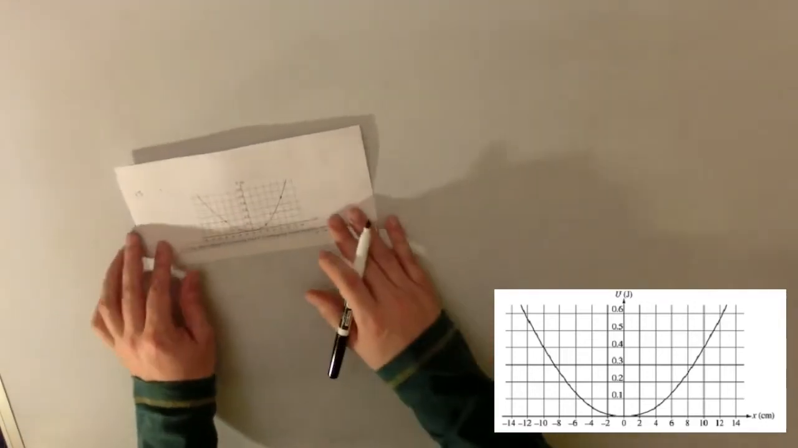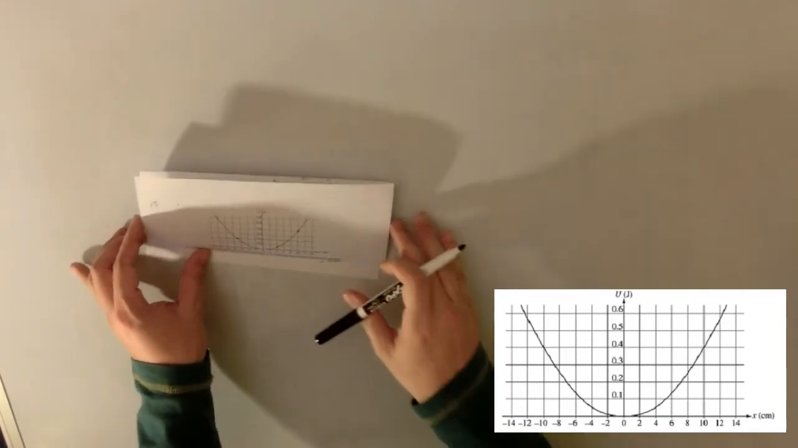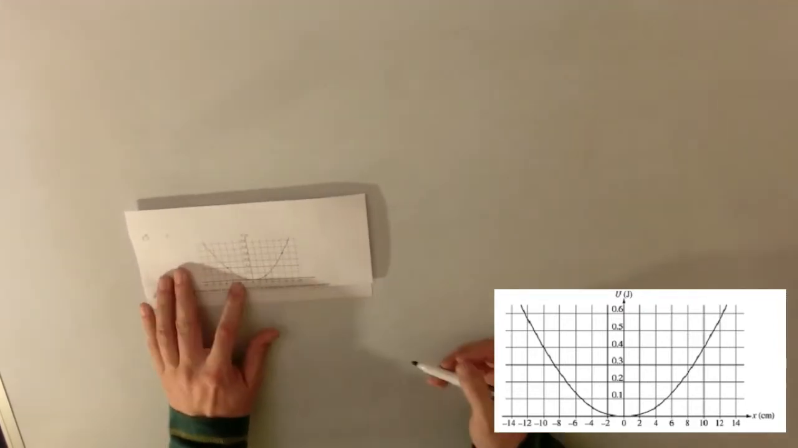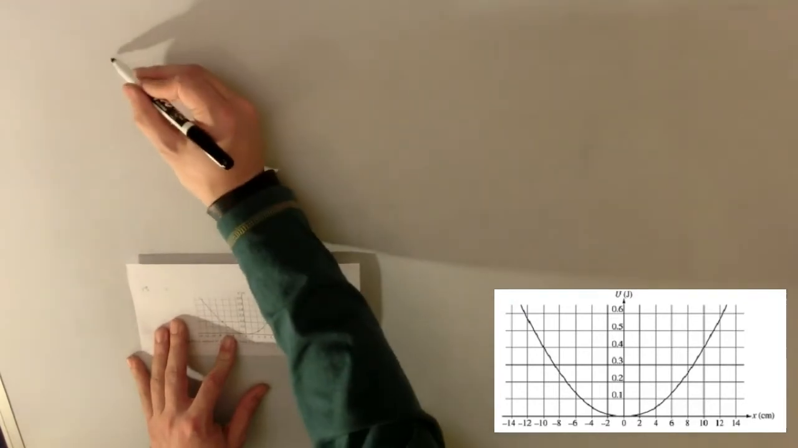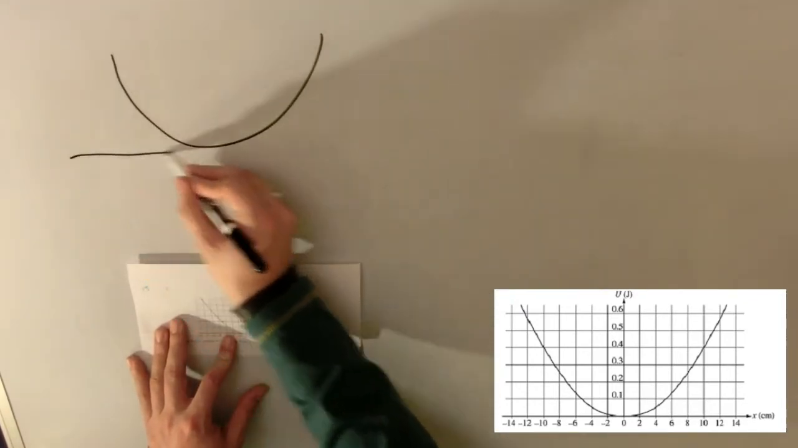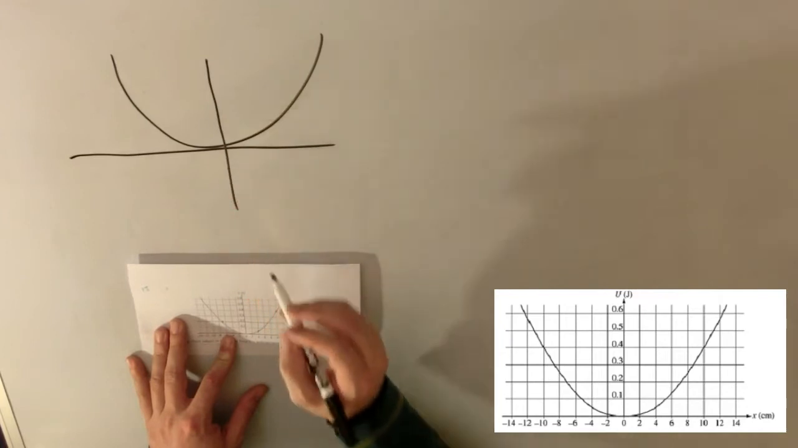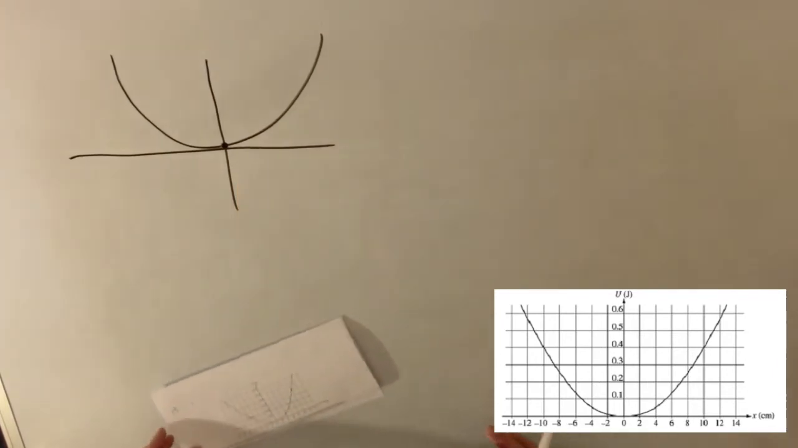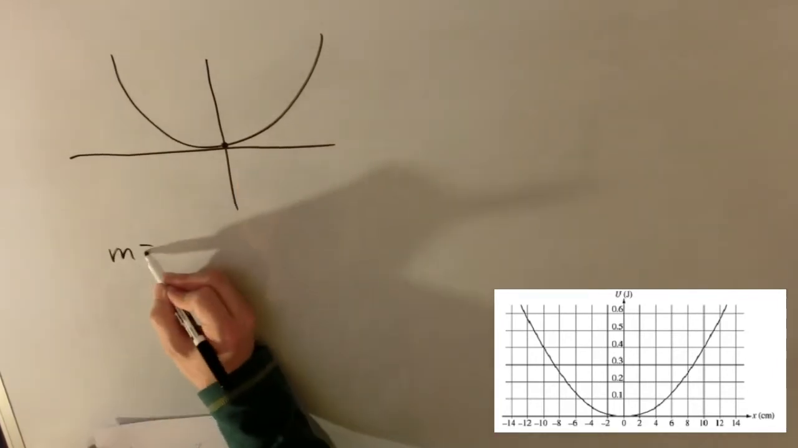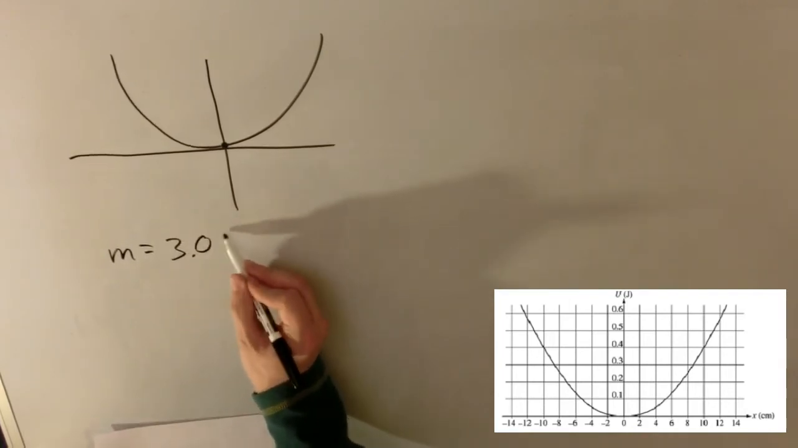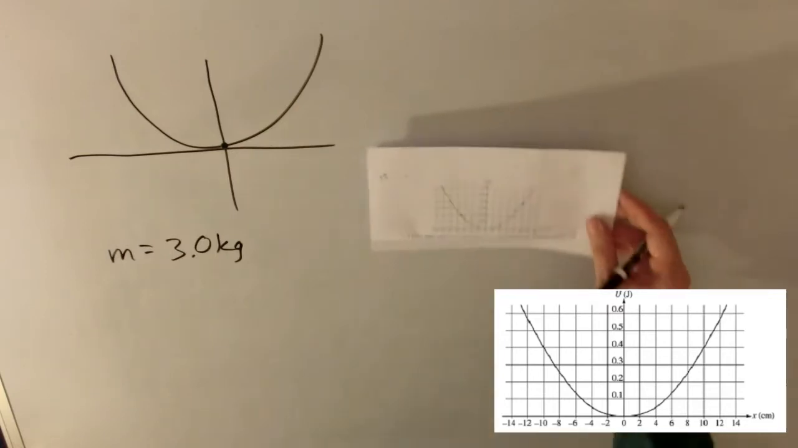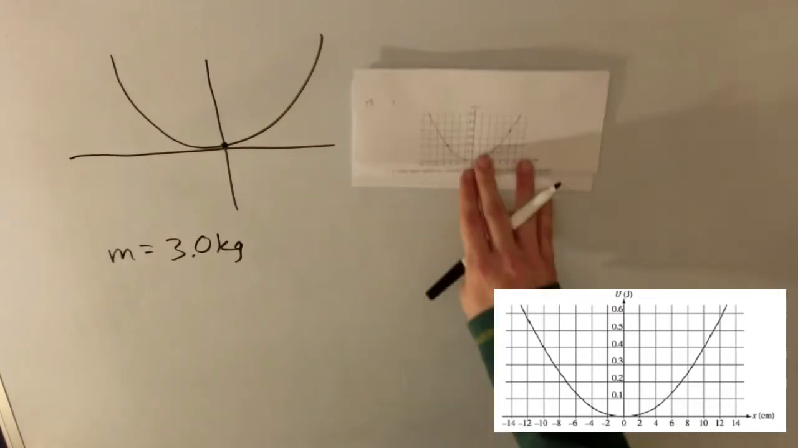Alright, so the next one we're going to take a look at has a potential energy versus displacement graph. It follows a shape kind of like this, where our zero position is at 0, and so our potential energy is going to equal 0 in the middle. We've been told that the mass of this object is 3.0 kilograms, and that it's being subjected to a restoring force. Here's a picture of the graph itself.